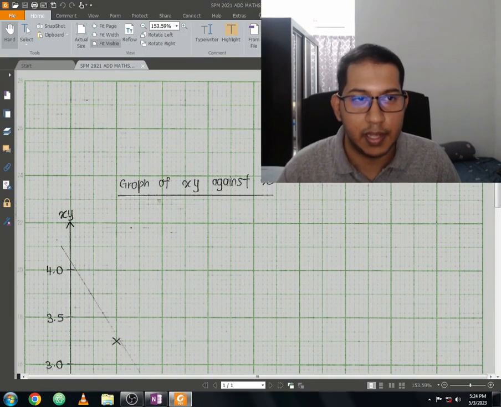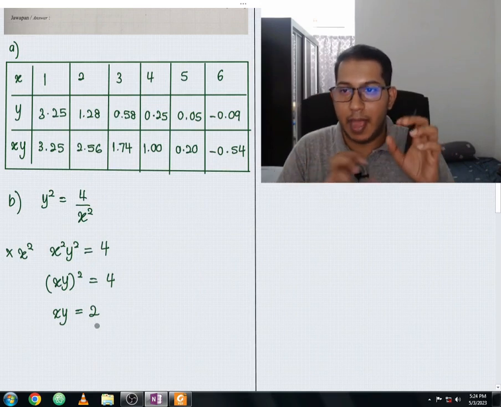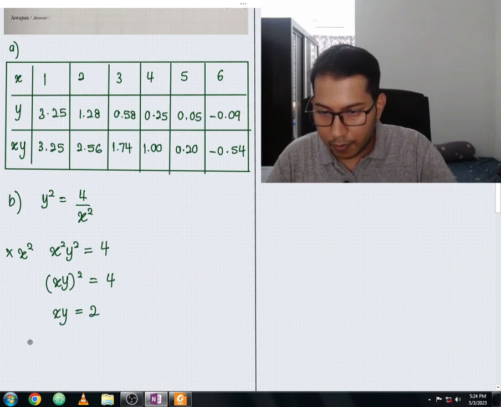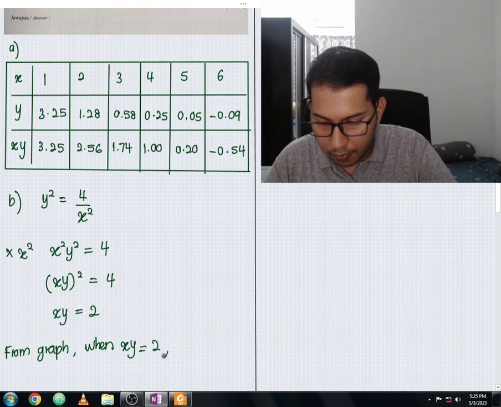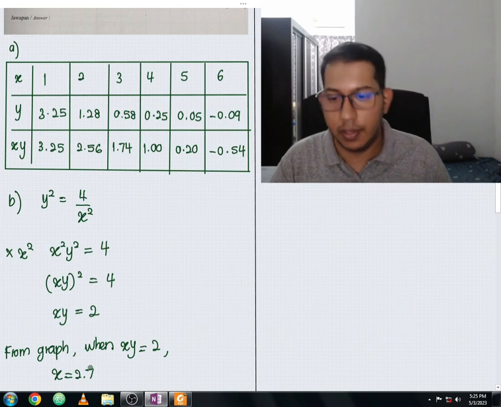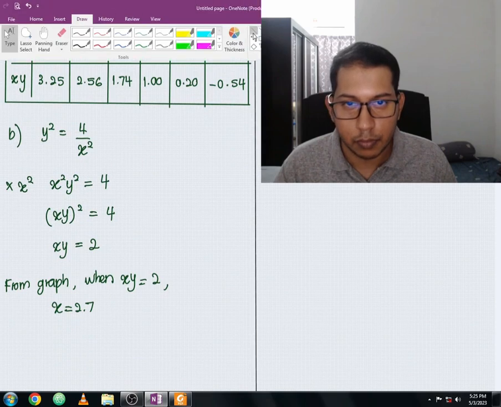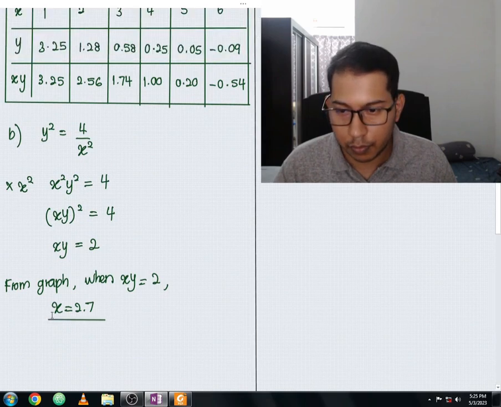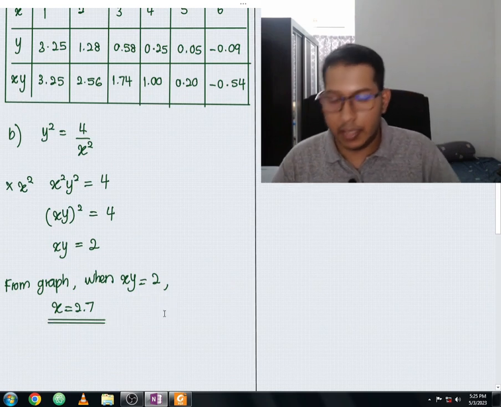Okay, so this is the simple explanation. Like I said, for this type of question, your answer might not be exactly the same as the answer scheme. So from the graph, when xy equals 2, from here you get your x equals 2.7. Let me underline the solution for question part B. Okay, so we're done with question part B.